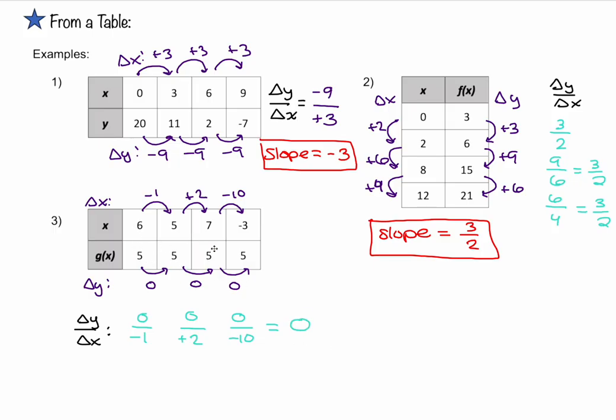So each of these have the same rate of change. It is a constant rate of change. Therefore, this is linear, and so this is considered our slope. So this says our slope is equal to 0. That means that this, if we were to graph it, would be a horizontal line.